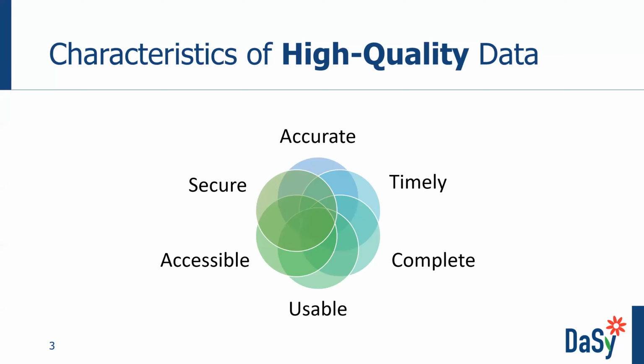In a previous course, we described 6 fundamental characteristics of high-quality data. High-quality data are accurate, timely or current, complete or representative of the entire population or area of interest, usable, accessible, and secure. As depicted in this diagram, these characteristics are overlapping or interdependent, as one characteristic relies in part on the other.